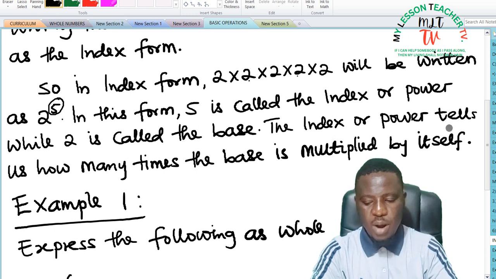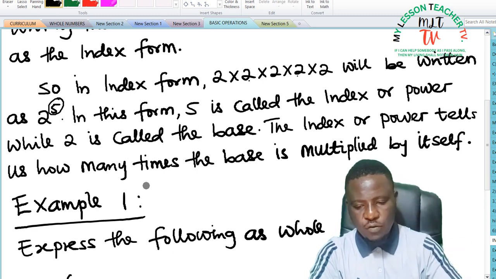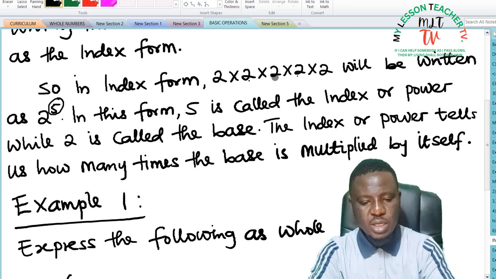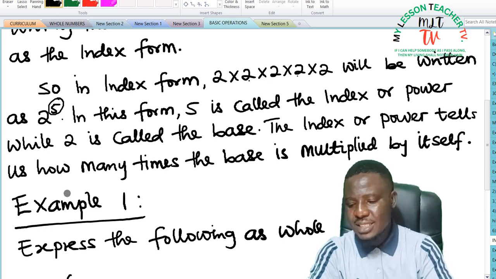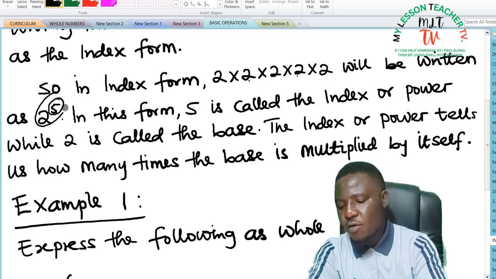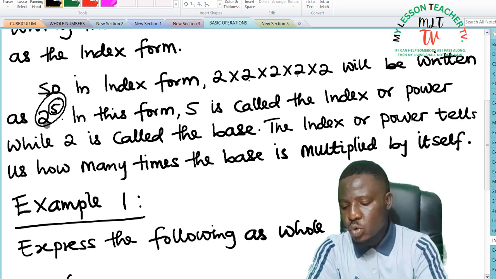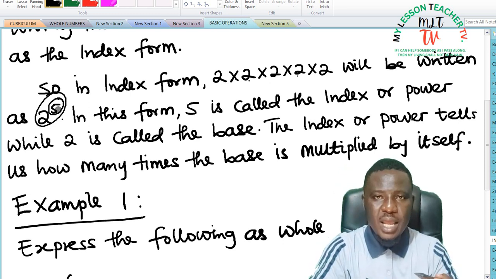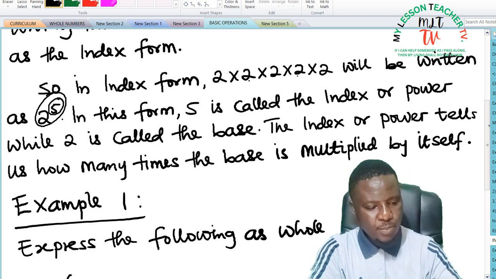The index or power tells us how many times the base is multiplied by itself. So instead of writing this as 2 times 2 times 2 times 2 times 2, it can be written in index form as 2 raised to the power of 5. So any number written in this form is said to be in index form, where 2 is the base and 5 is either the power, exponential, or index.